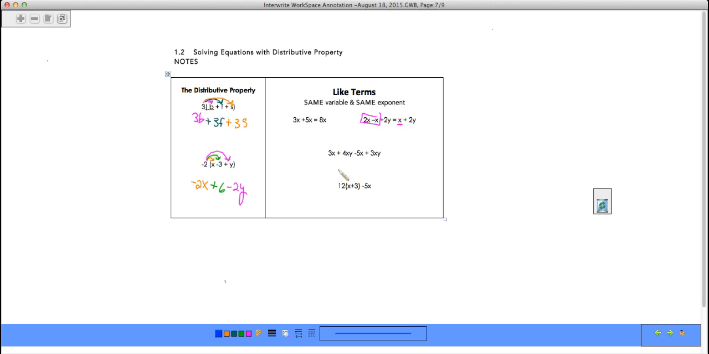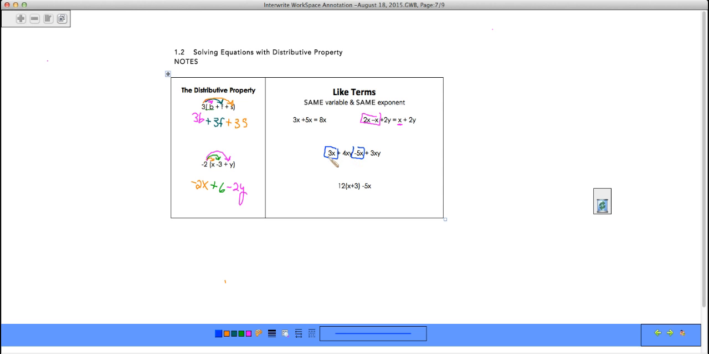All right, let's try our own example. So here I have a 3x. So then I look for any other terms that just have an x. So here I have negative 5x. This has an x, but it also has a y. It has to be identical. The variable part has to match. So because it has a y, I can't combine it.